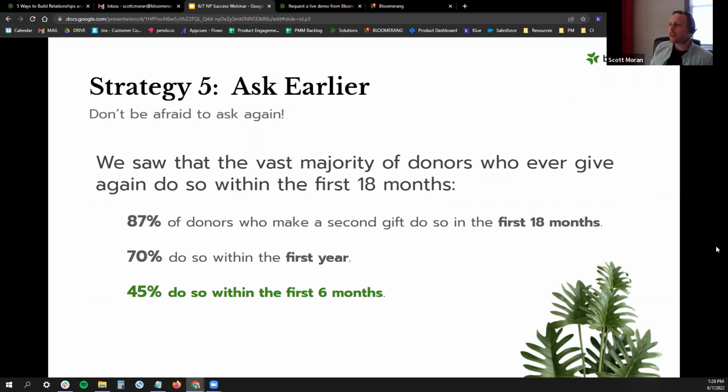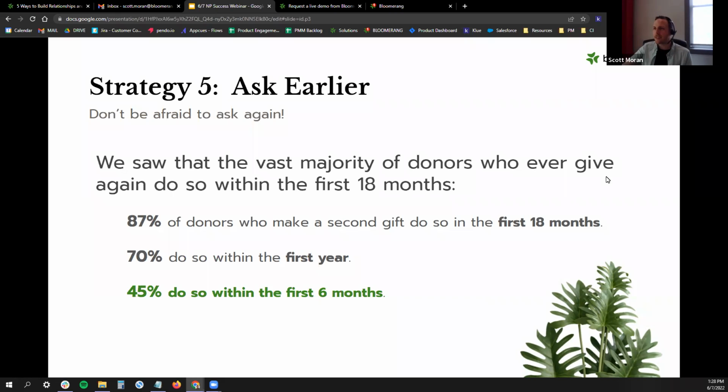So with these numbers, we saw that the vast majority of donors will give again within that first 18 months. So 87% are going to secure that gift in 18 months. But I highlighted that within 6 months, almost half gave. So if you really want to bring in that second gift earlier, try to go after that gift within 6 months. And we actually have a communication plan that maps this out in 90 days.